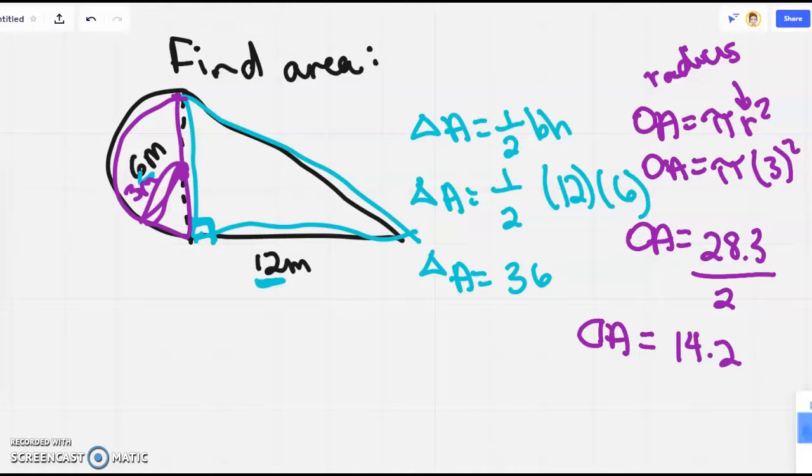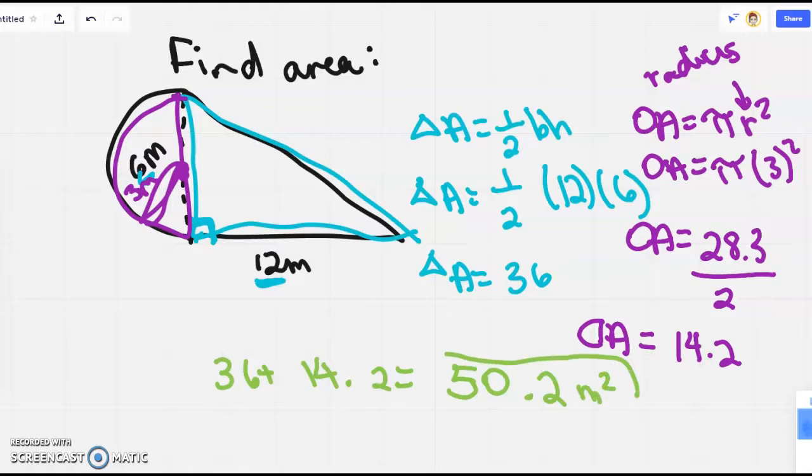There we go. So now we have the area for our triangle is 36. We have the area for a half of a circle is 14.2. Now, what's going to be the whole area? 36 plus 14.2 gives me what? 50.2. 50.2 what? Meters squared. Got to put those units on there. So the big thing is making sure you recognize your shapes and that you recognize how much of that shape you have. That finishes up the examples.